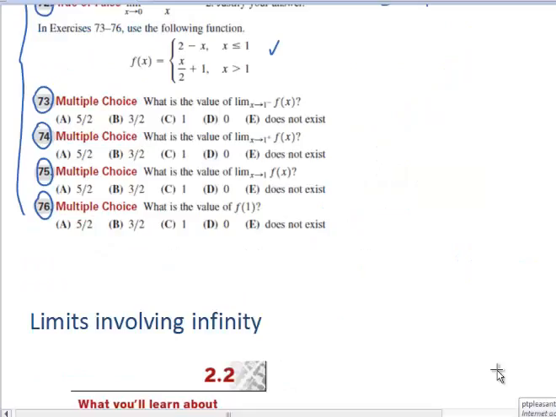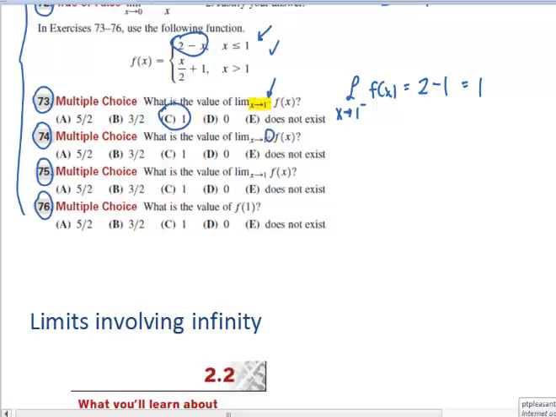Okay, so we're back and we're going to work on these piecewise functions. Take particular note that for 73, we're looking at as x approaches negative 1 from the left. So we're going to use the function that signifies values of x from the left. By theorem 2, we can just plug into that top equation, and that limit will be 2 minus 1, or 1. So that would be choice C.